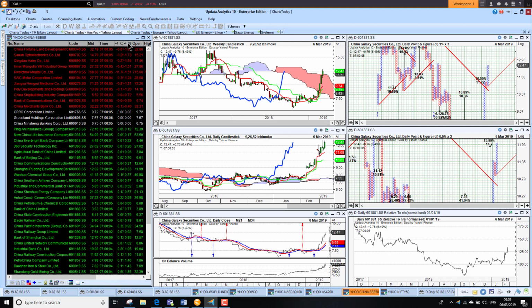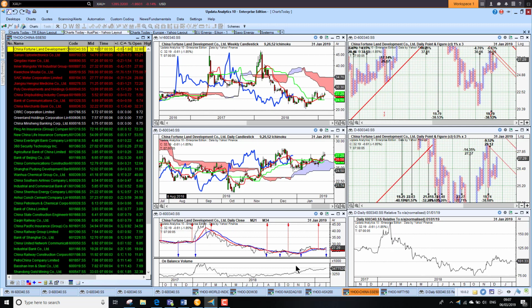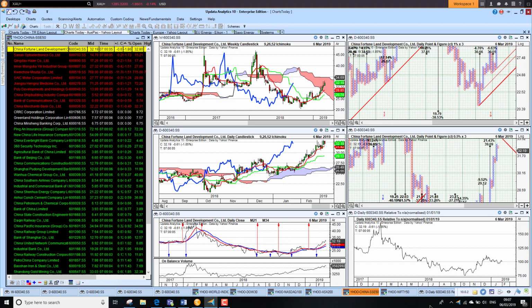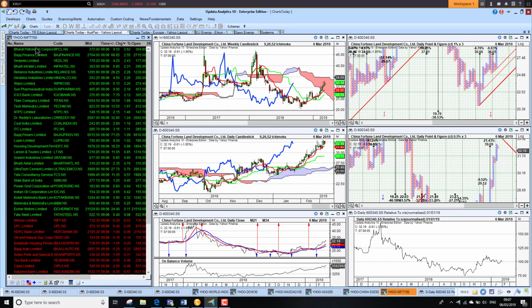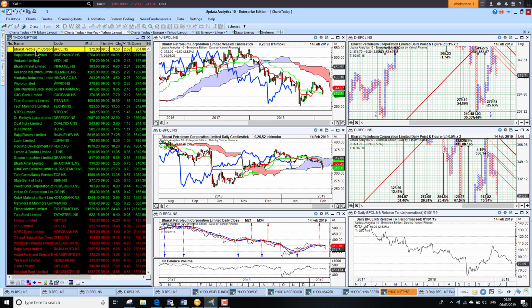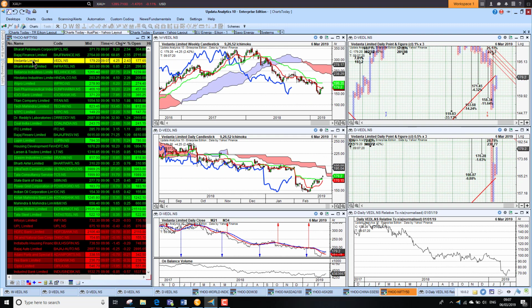If we look at the worst performers, there were only a handful. China Fortune Land Development down 1.86%, but the medium-term chart still looking pretty good. In India, the Nifty 50, we had Bharat Petroleum up 2.6%. The chart not looking great. Vedanta we see is up 2.4%.